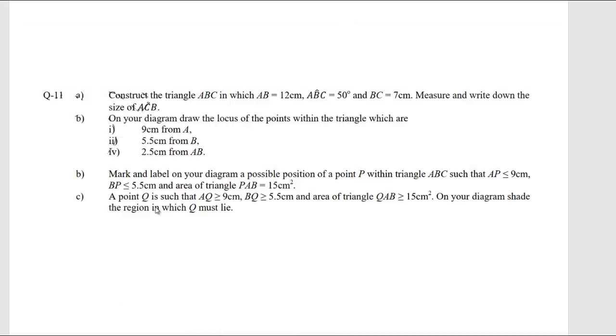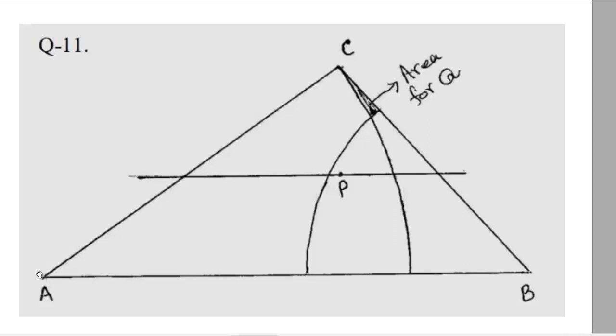The C part: a point Q is such that AQ is greater than or equal to 9 centimeters. So here Q is the locus point whose distance from A is 9 centimeters, that is a circle, and it is more than or equal to 9 centimeters. The circle from A is this one. So the locus of Q will be on this circle, or it may be on the right side of this circle as well. But it should be inside the triangle according to the given condition in the question.